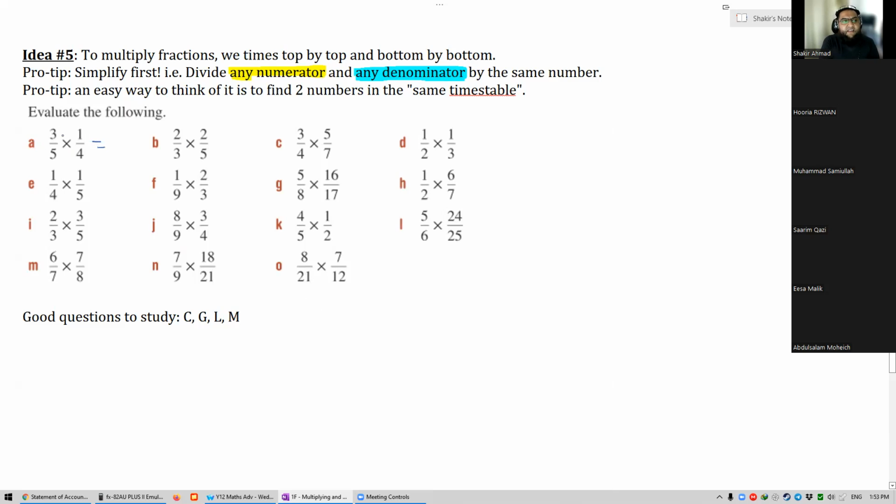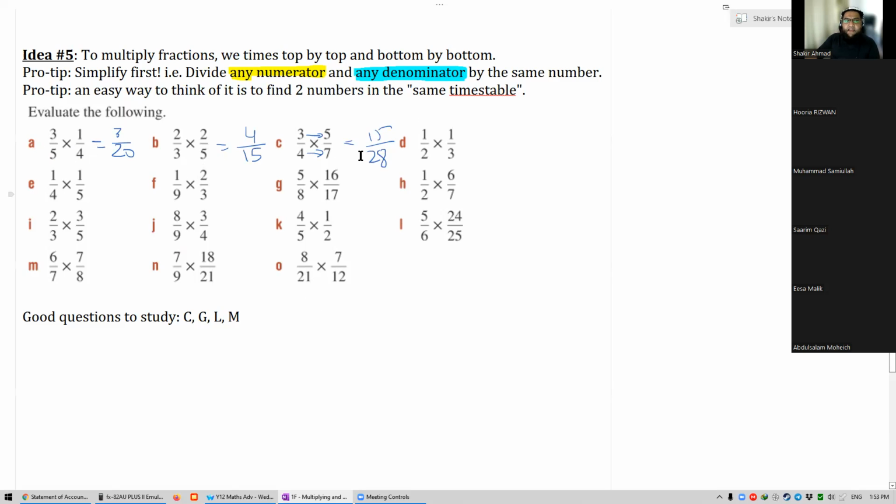So if you're over here, top times top, 3 times 1, 3. Bottom times bottom, 5 times 4, 20. Done. It's that simple. Very straightforward. And over here, 2 times 2 is 4, 3 times 5, 15. You multiply top by top, multiply bottom by bottom, and that's pretty much all you have to do. Okay, so that's equal to 15 over 28.